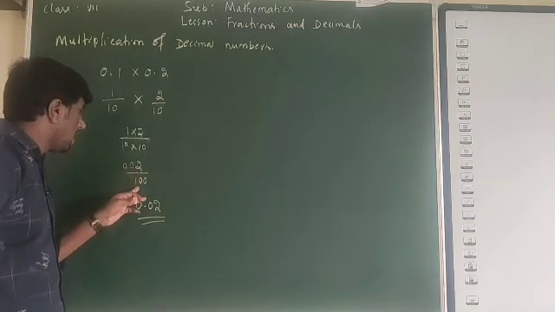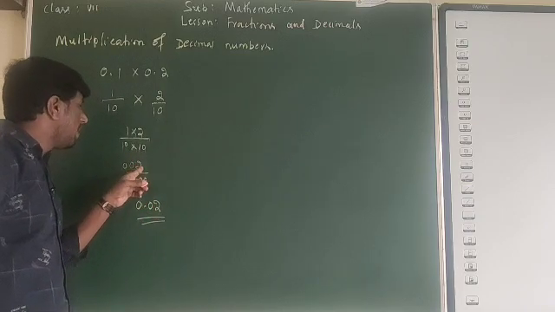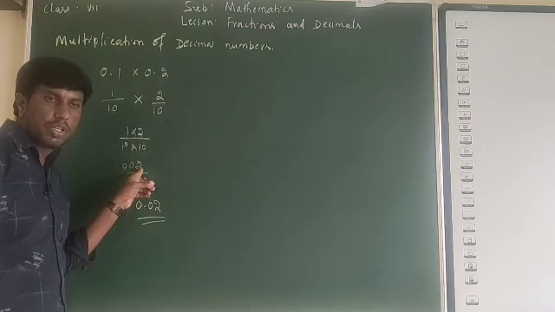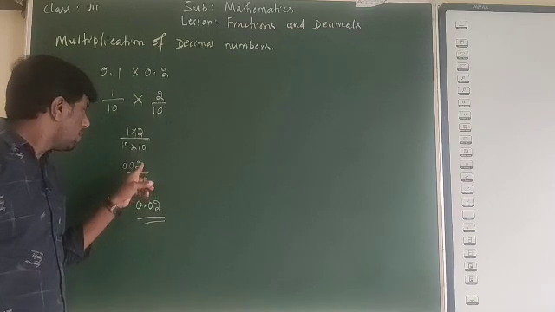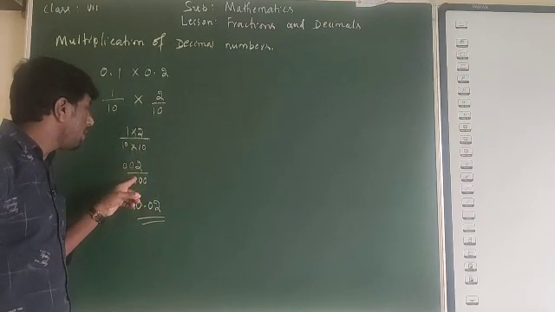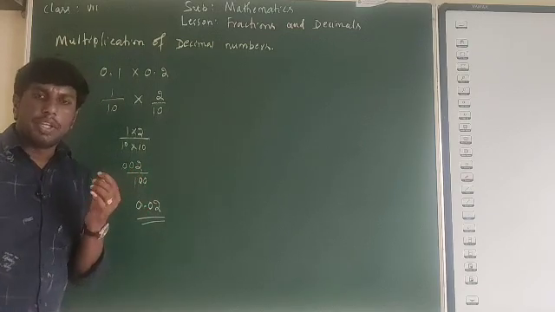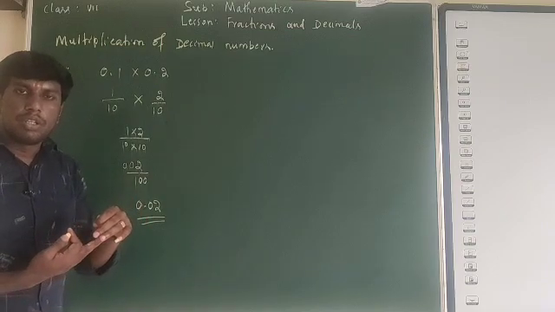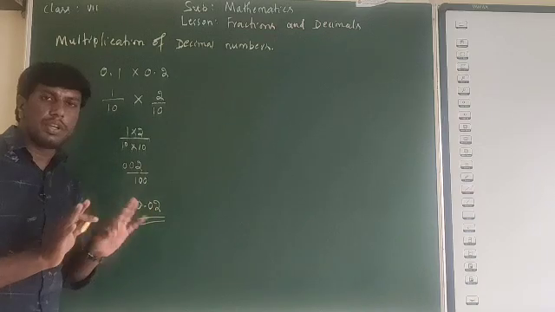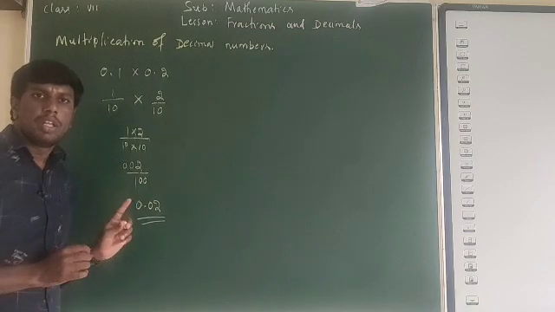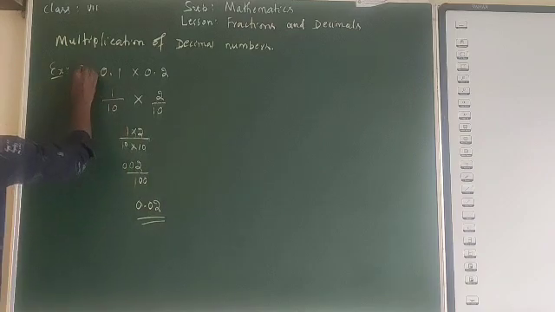So I'm having a 100 in the denominator. Of course, I'm having 2 zeros. So I'll write it in the decimal form. By default, the decimal point will be at last. So if I want to divide by 2 zeros, then I should shift the decimal point to the left side. How many digits? 2 digits. Why 2 digits? Because I am having 2 zeros in the denominator. So I need to shift the decimal point to the left as many places as the zeros in the denominator. That's it. So 0.02 will be the multiplication of 0.1 into 0.2. Okay, so this is the first example.